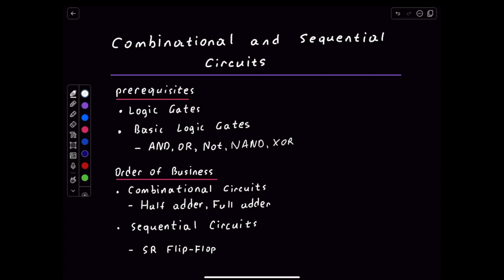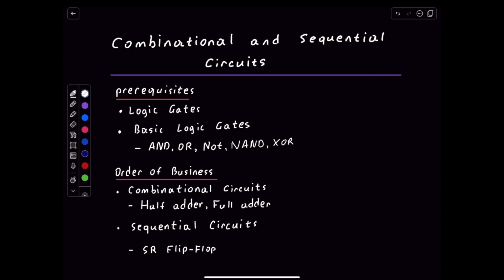Today we're going to talk about combinational and sequential circuits. Right off the bat, I'd like to mention that there are some prerequisites. You have to know about logic gates and the truth tables for the most common logic gates, specifically the AND, the NAND, and the XOR gate.